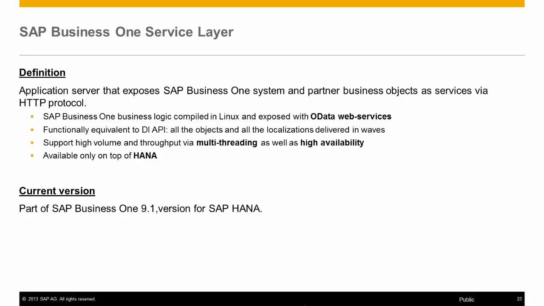The service layer supports high volume throughput as well as multi-threading capabilities. Currently, as stated, the service layer is only available for SAP HANA. While the SAP service layer is specific to HANA, the SAP Business One Studio SDK and SAP Business One integration framework work with both SAP HANA as well as Microsoft SQL Server.